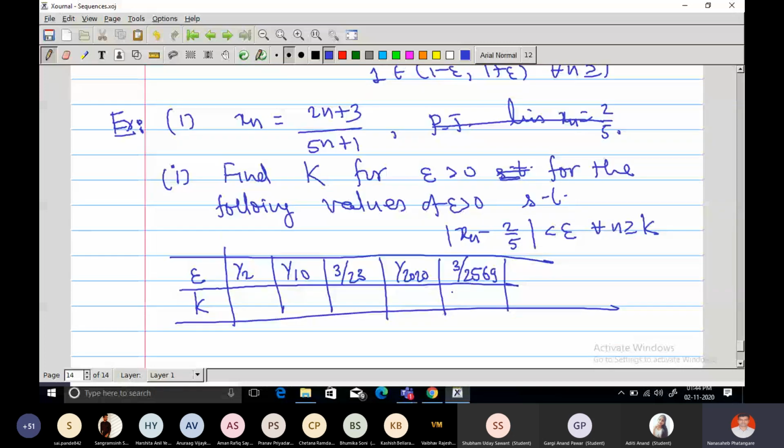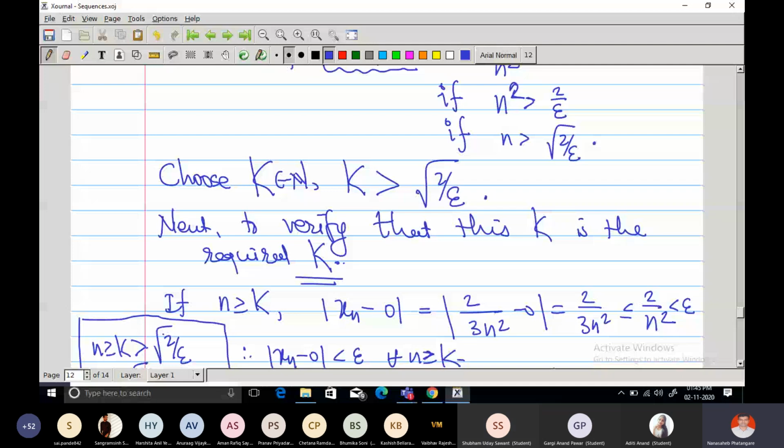Second step, can you generate a general formula in terms of epsilon? Then find k for general epsilon. Whatever epsilon is given, can you tell me k? In the previous example, just go back and see. Given any epsilon, what was my k? What was the formula to produce k? k should be greater than root of 2 by epsilon. So this gives more stronger information that k should be greater than root 2 upon epsilon.